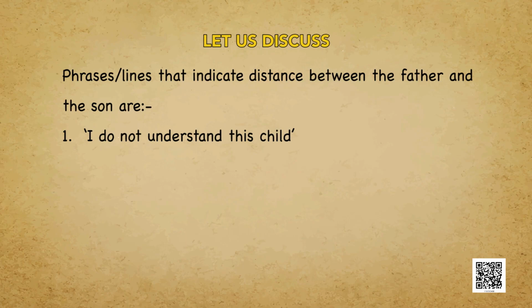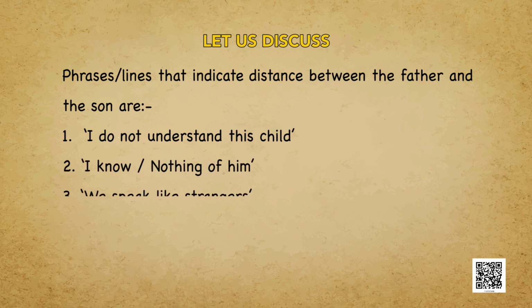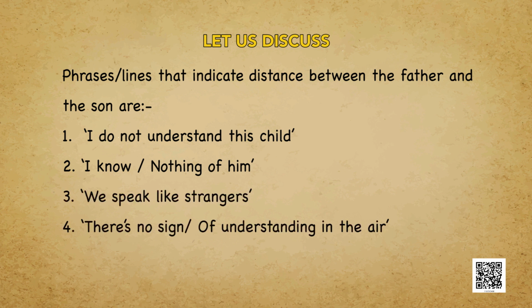I have underlined, I do not understand this child. I know nothing of him. We speak like strangers. There is no sign of understanding in the air. You will find many more, like silence surrounds us. So you underline it and then you can write a paragraph around it. That these are some of the phrases that describe that there is lack of communication, lack of understanding between two people. Here in the case of the poem, it is father and son. It can happen between two friends also.